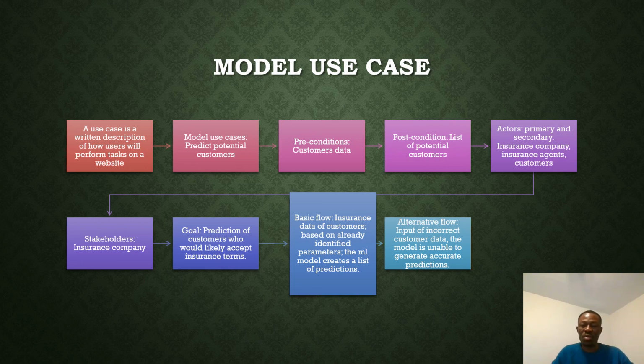The basic flow is going to be the insurance data or customer data being identified through some parameters, and then the model creates a list of predictions, and at the end of the day, the data is kept. And then we have an alternative flow. This alternative flow is in case there's an error or incorrect information entered by customers, the system is unable to process the information, so it's unable to generate a policy for the company. So this is rejected.